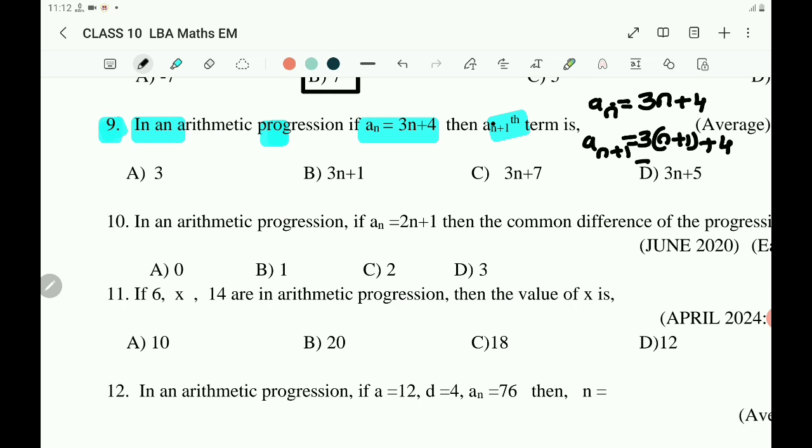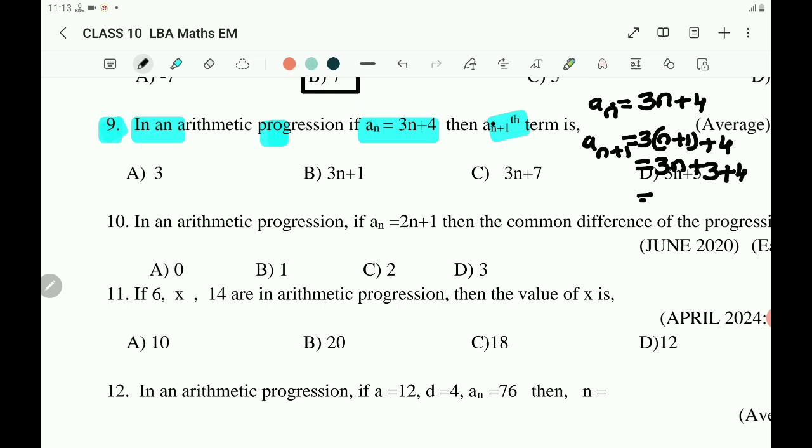Then multiply n plus 1 by 3. 3 into n is 3n plus 3 into 1. 3 into 1 is 3. Then you write this plus 4.